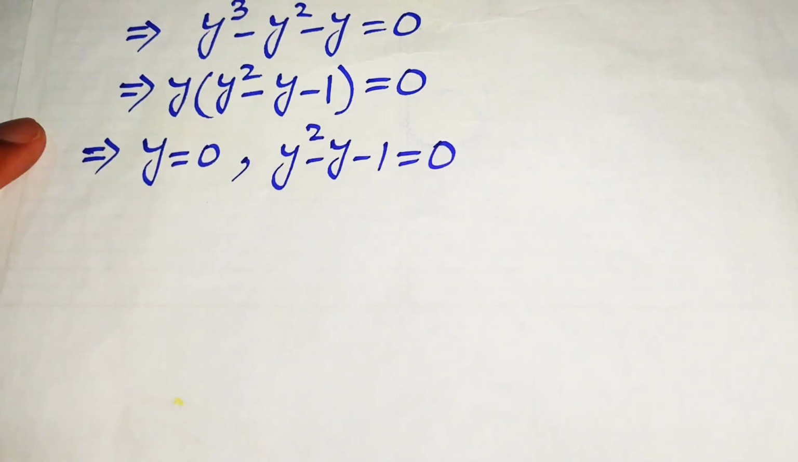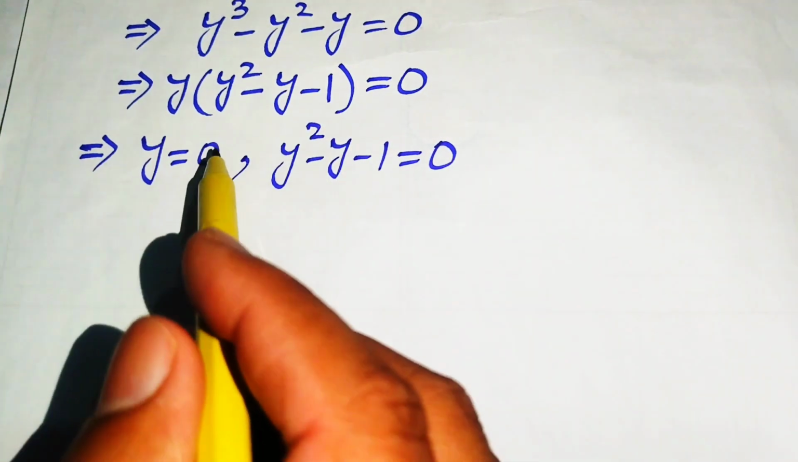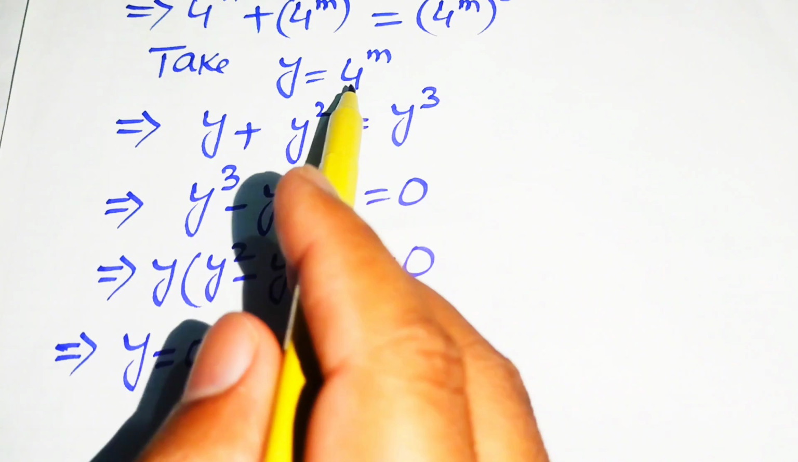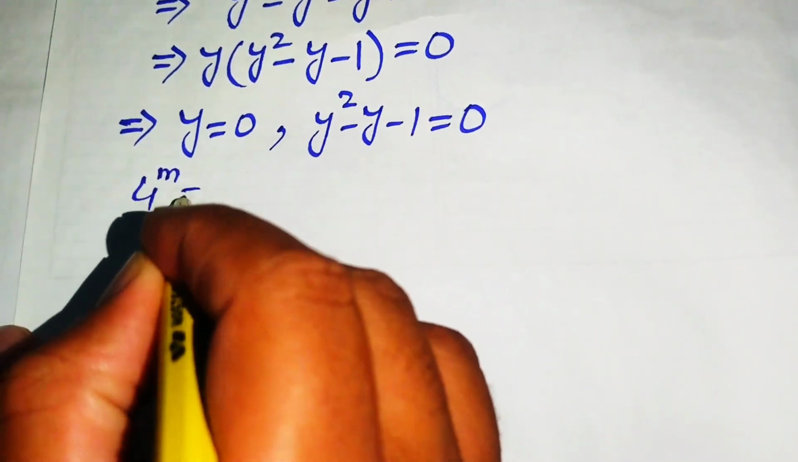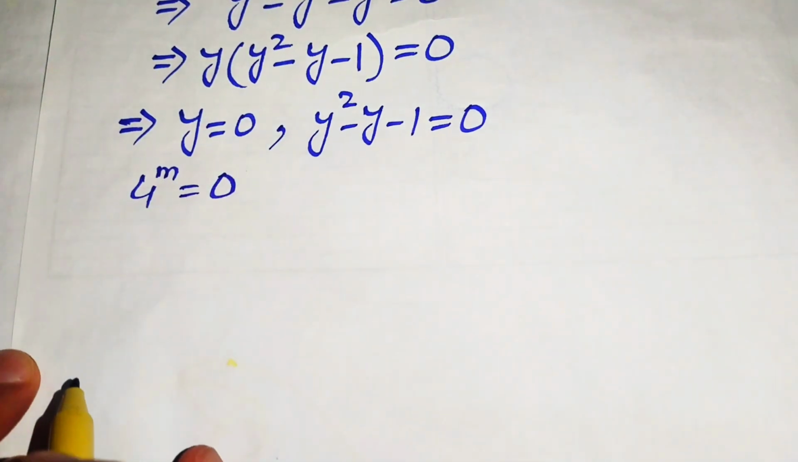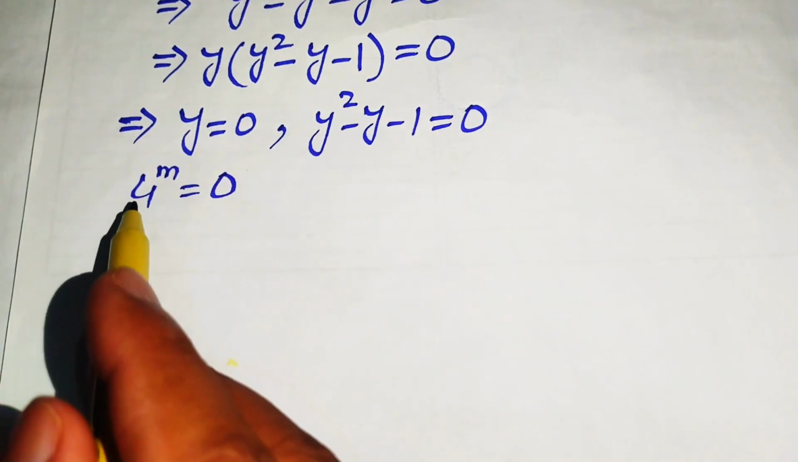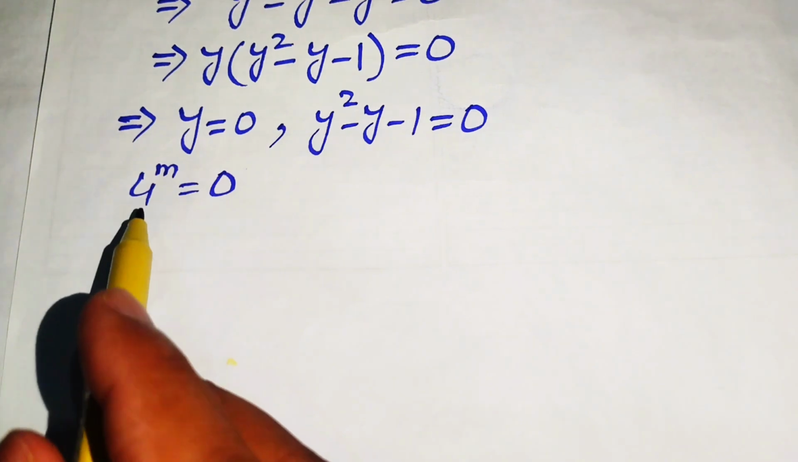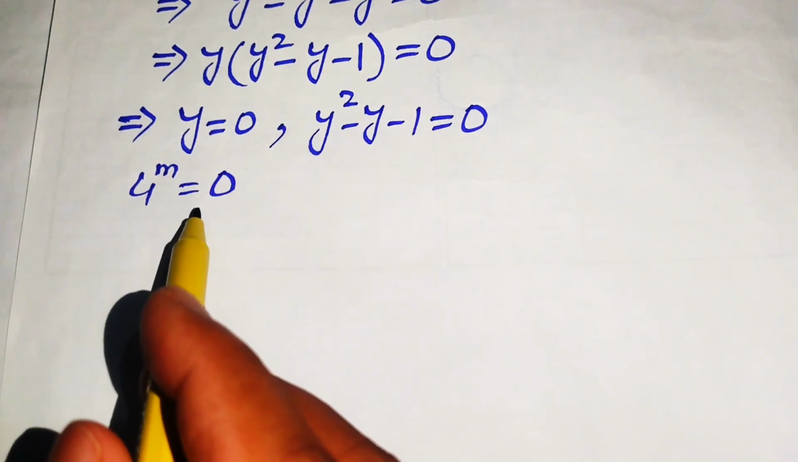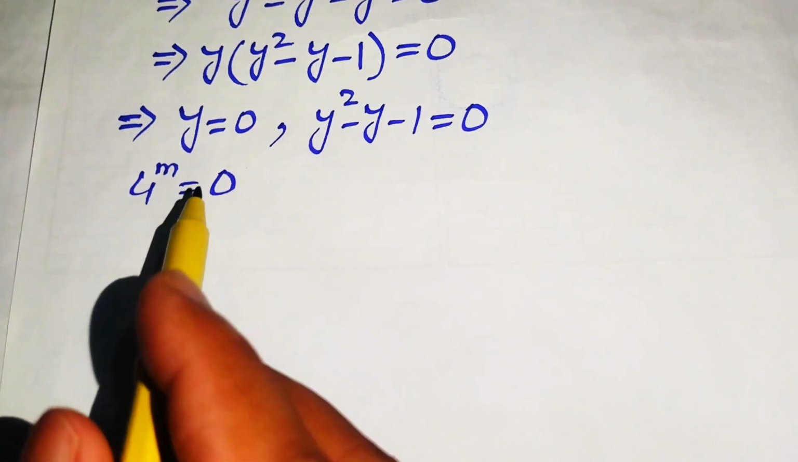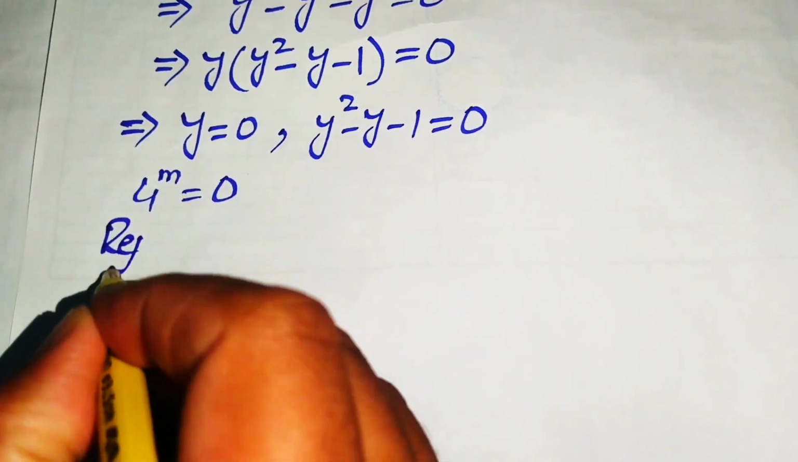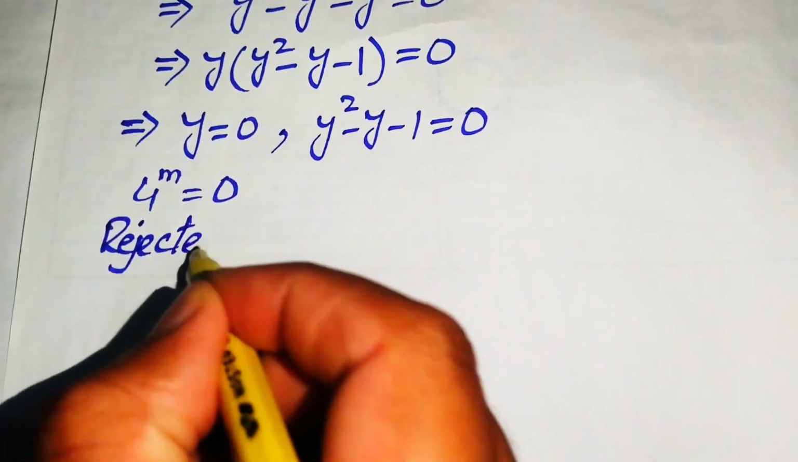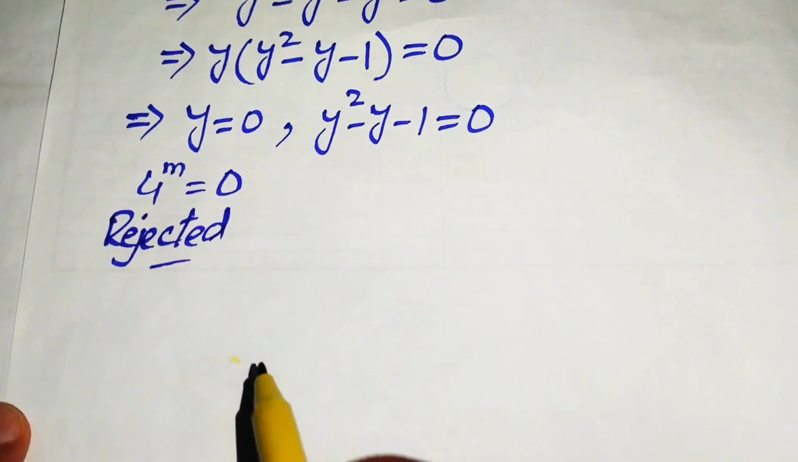So here we back substitute the value of y, which is 4 to the power of m. So it becomes 4 to the power of m equals 0. Here you know that 4 to the power of m is an exponential function, and an exponential function cannot give us the value 0. So it is not possible for an exponential function to equal 0, so we reject this case and proceed with the other case only.